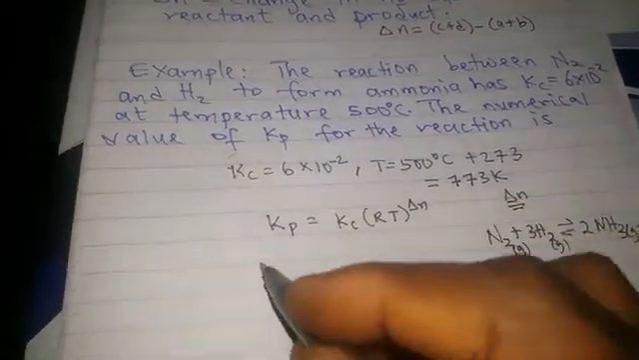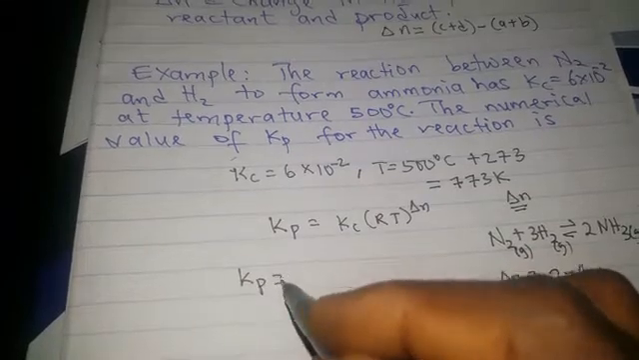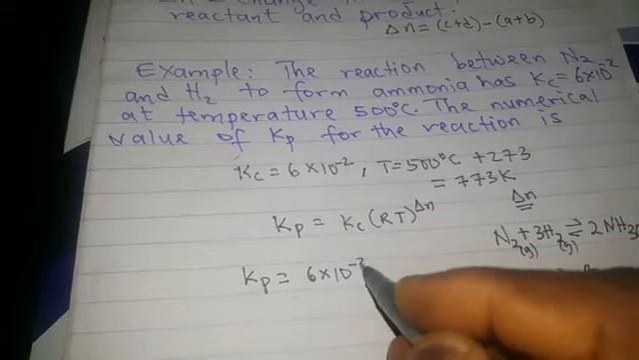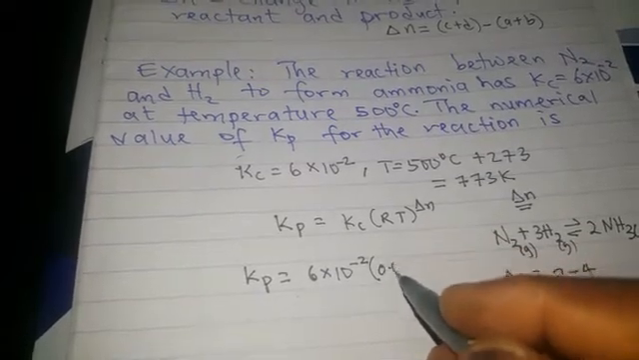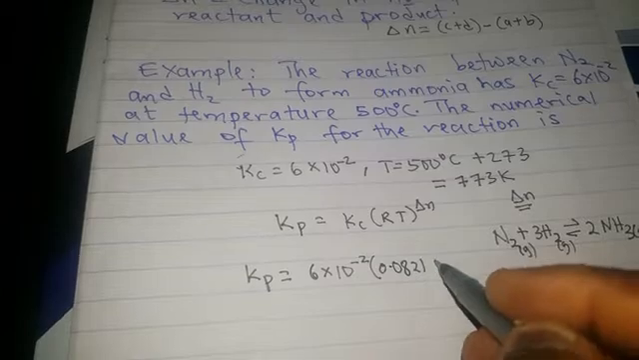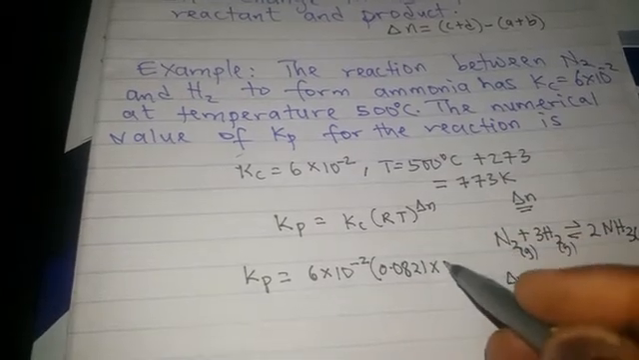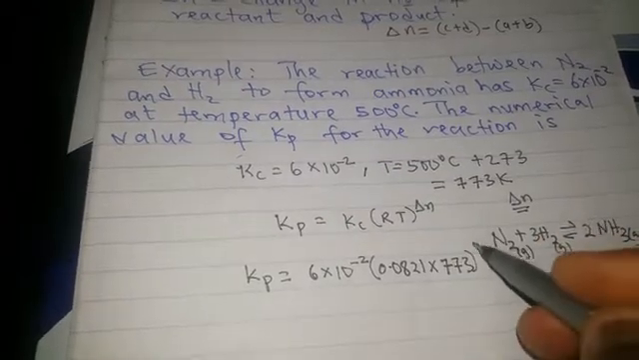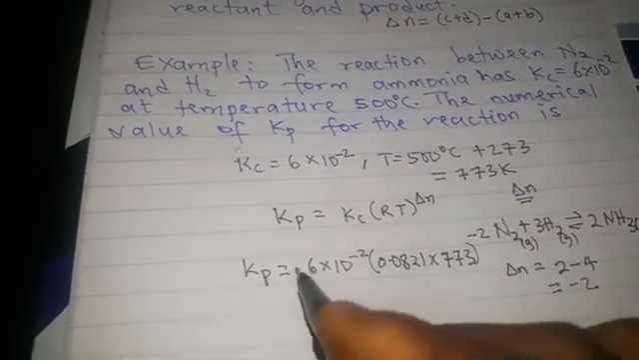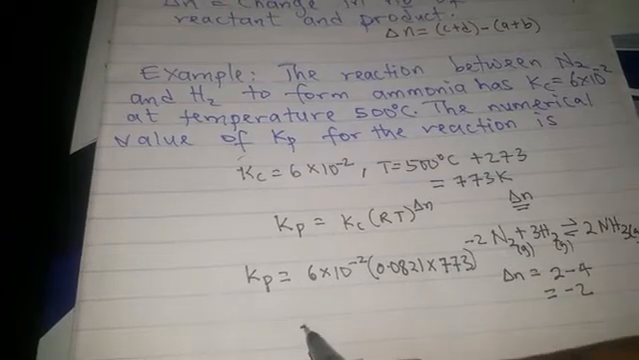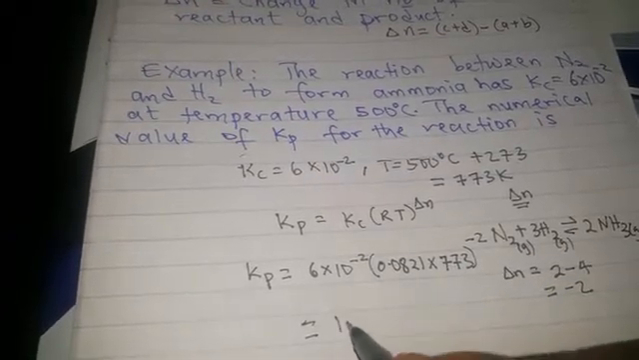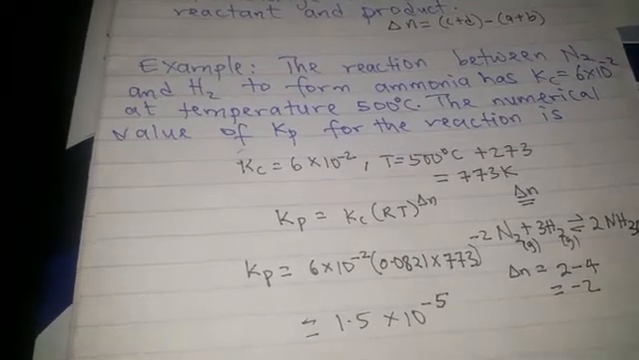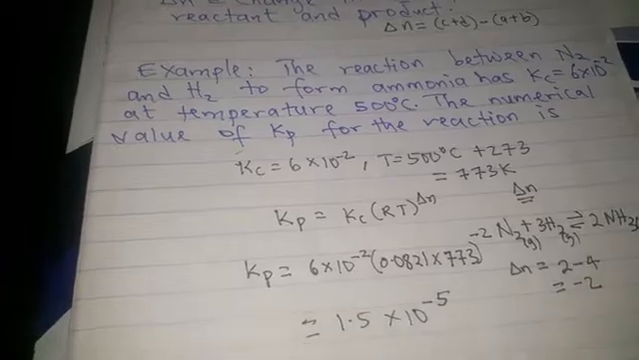Substituting the values, Kp is equal to Kc, which is 6 times 10 to the power minus 2, times R, which is 0.0821, multiplied by T, the temperature, 773, all raised to the power delta N, which is minus 2, like we have here. At this point, we can use our calculator directly, and we are going to get 1.5 times 10 to the power minus 5. Awesome. So let's look at another question.